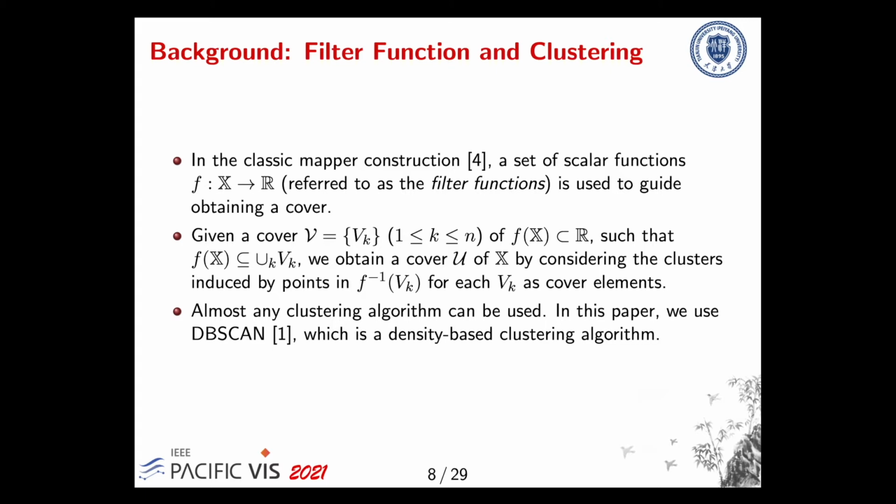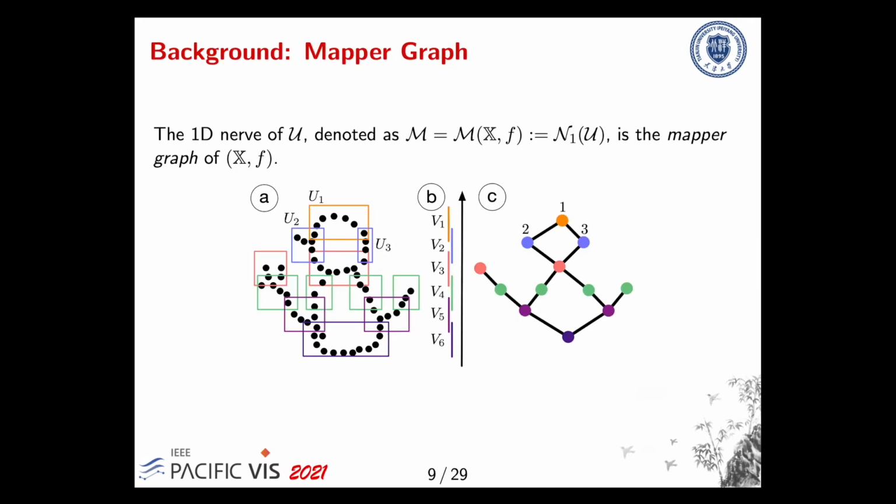Almost any clustering algorithm can be used to obtain the clusters. In this paper, we chose to use DBSCAN, which is a density-based clustering algorithm, and eliminates the need for specifying the number of clusters. The 1D nerve of cover U is then the mapper graph of X given F.